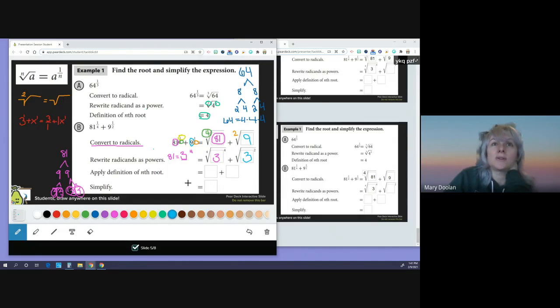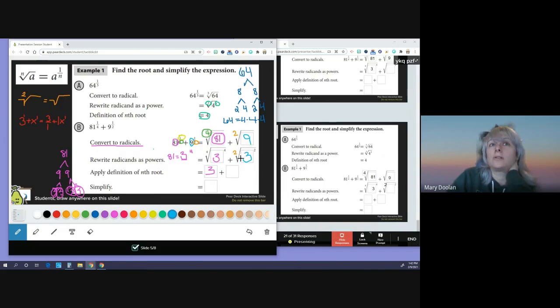The reason we did this is so that we can simplify these roots. So if we apply the definition of the nth root, which means the 4th root of 3 to the 4th power, the 4th root of something to the 4th power, these cancel each other out, and we're just left with 3. A second root of a number to the second power, the square root and the squared cancel each other out, and we're just left with 3. So now we're just down to the last step where we've got to simplify.